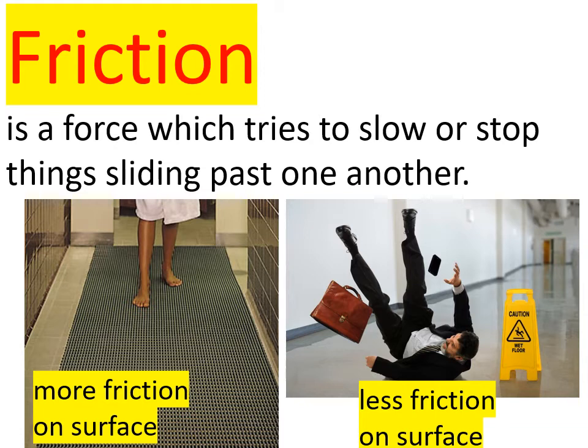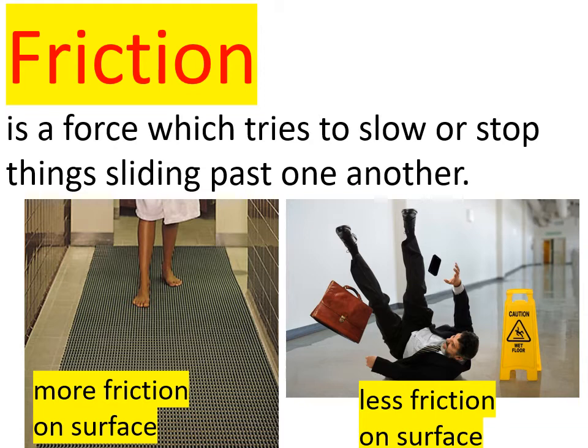Well, we concluded that the bubble wrap was bumpier, it was rougher, and it had more friction. So it's a surface that has more friction. What is friction? Friction is a force which tries to slow or stop things sliding past one another. And we also concluded that friction is a push force.